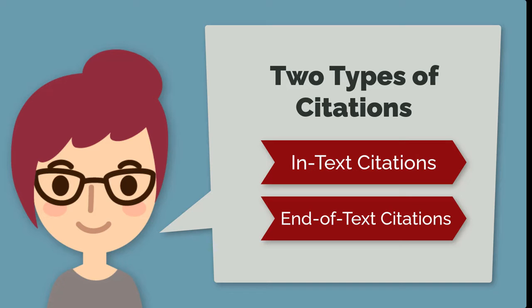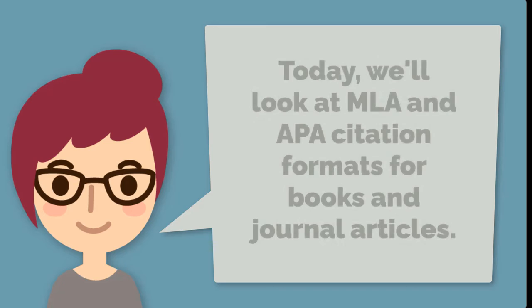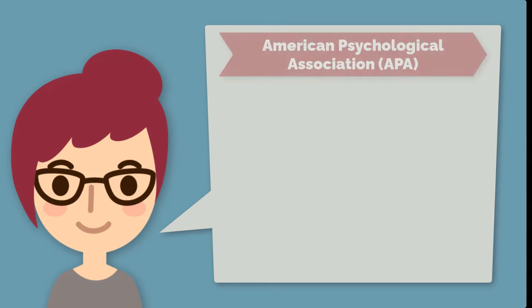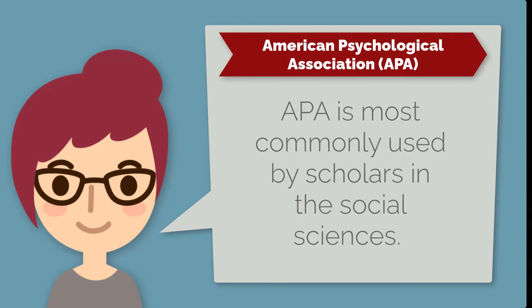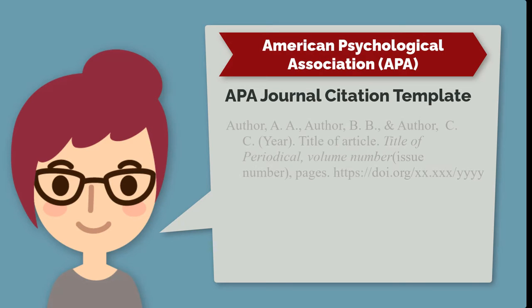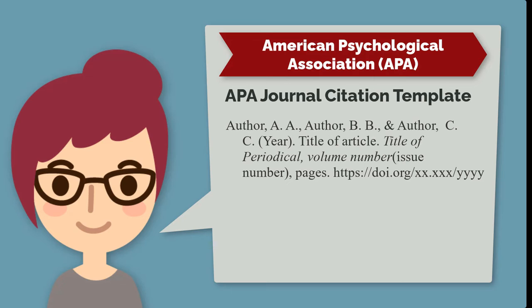There are many types of citation styles, but we're going to take a look at the basic rules for MLA and APA in-text and end-of-text citations for two types of sources that you're most likely to use: articles and books. APA, which stands for the American Psychological Association, is a common citation format for subjects falling within the social sciences. When citing a journal article, you'll use the following format for your end-of-text citation that goes in your reference list.